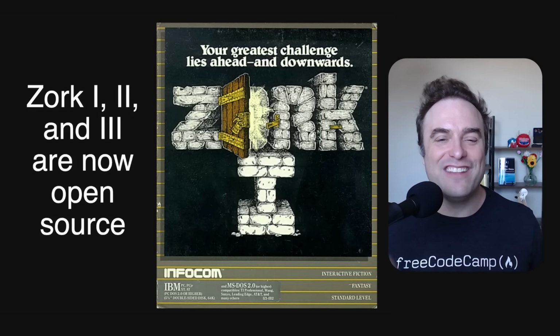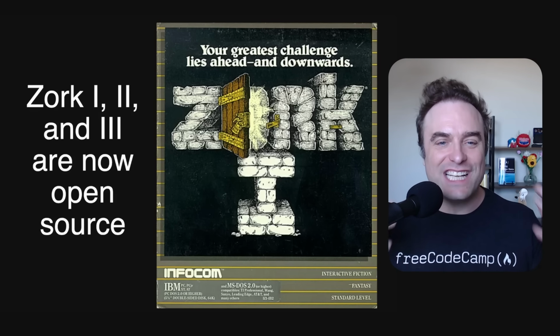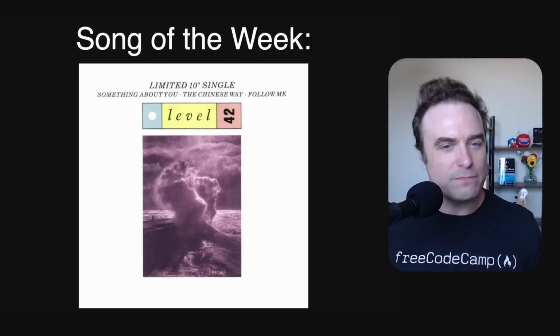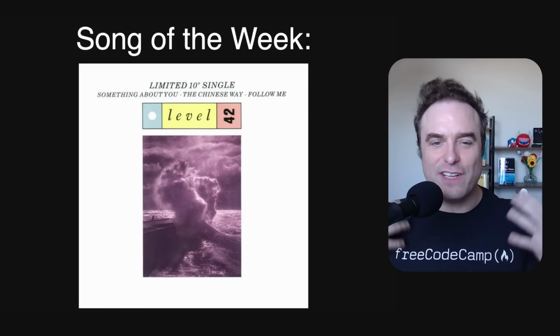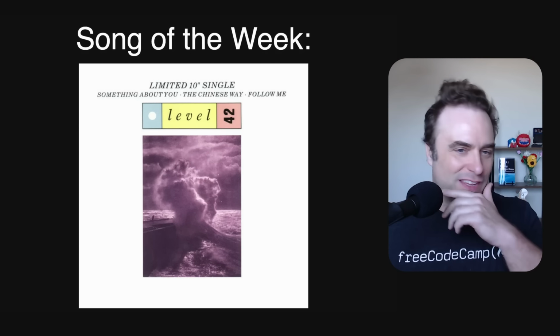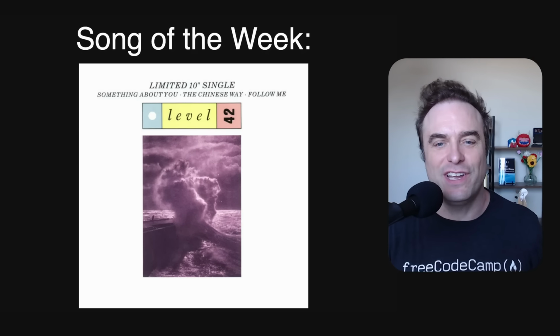All right. And song of the week is the classic 1985 song, Something About You by Level 42. I love the slap bass. I love the vocal harmonies, the falsetto, and the huge synth sounds. It's impossible to listen to this song and still be in a bad mood.